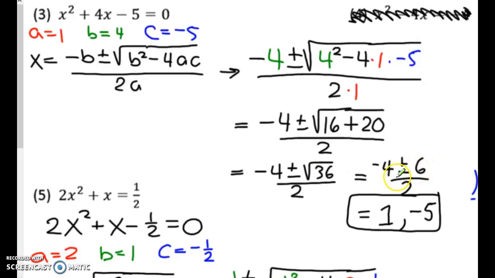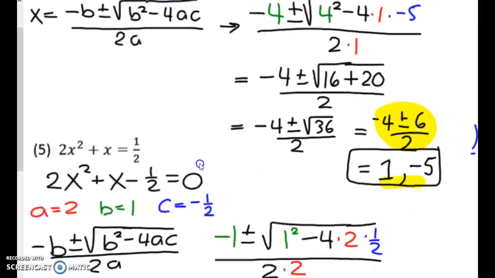Once again, if you're really having a hard time seeing how to go from this to these answers of 1 and -5, let one of us know. But basically what I did was I took -4, I added 6 for the first possible answer. That's 2. 2 divided by 2 is 1. -4 minus 6, however, is -10. And -10 divided by 2 gives me -5.